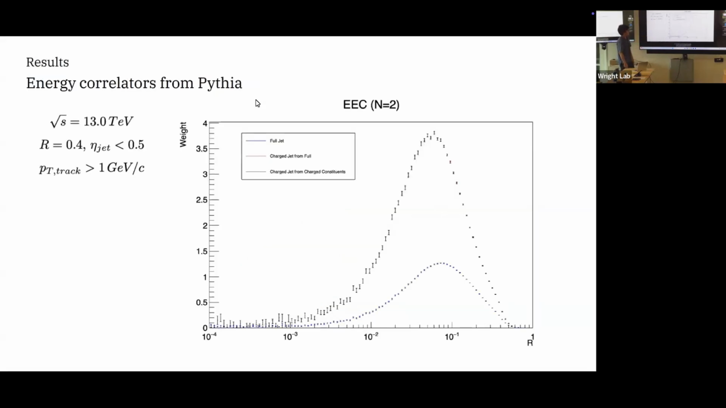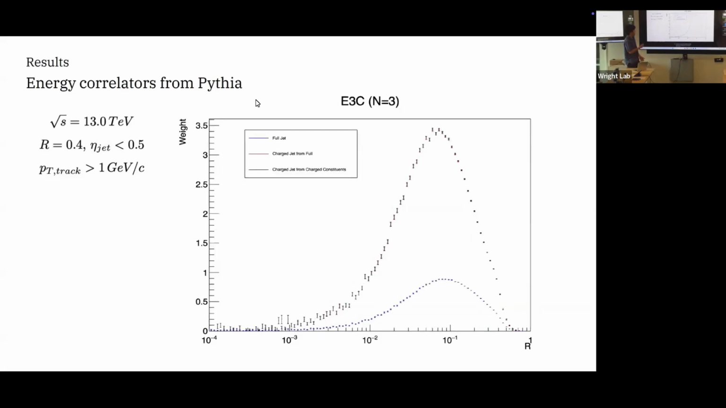These are the correlators themselves. So I mentioned the filling process from before. These are using ALICE parameters. And this is sort of the EEC, so the n equals 2 case I was talking about for the 2-point correlator. And then this is the n equals 3 case. And I guess the major sticking point right now, or it's a work in progress.